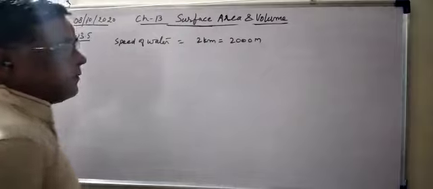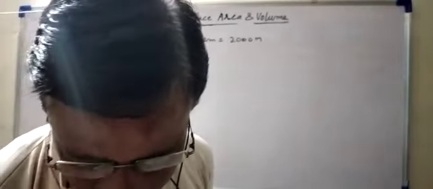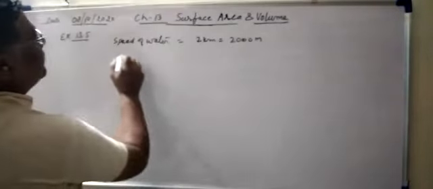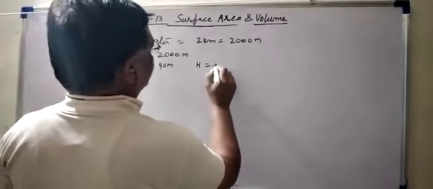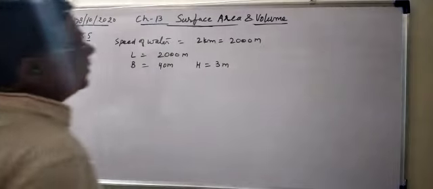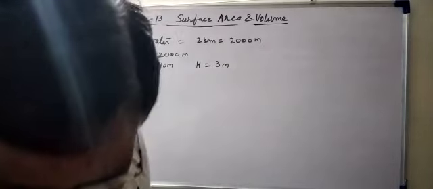Okay. Now we have to find how much water will fall in the sea in a minute. The depth of the river is 3 meter and width is 40 meter. So the length of water is 2000 meter. Sorry, breadth is 40 meter and height, the inner depth of the river is 3 meter. Okay, we have to find the volume of water.